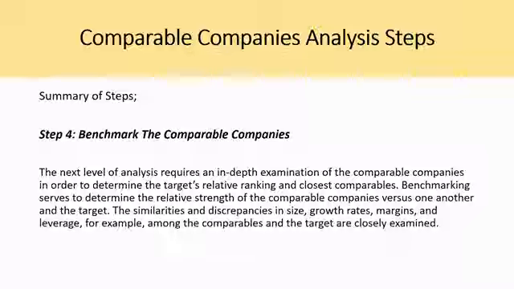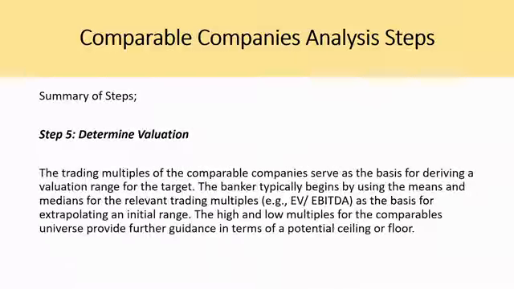You're making and you're interpreting what it means, which ones are more relevant, and how does that impact the overall valuation. In step 5, you're finally determining the valuation. So the trading multiples of the comparable companies serve as the basis for deriving a valuation range for the target. The banker typically begins by using the means and medians for the relevant trading multiples, such as EV to EBITDA, as the basis for extrapolating an initial range. The high and low multiples for the comparable universe provide further guidance in terms of a potential ceiling or floor.